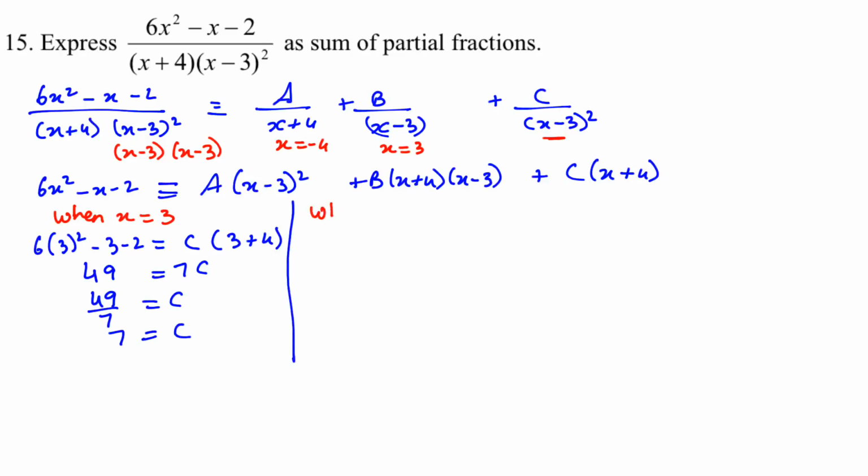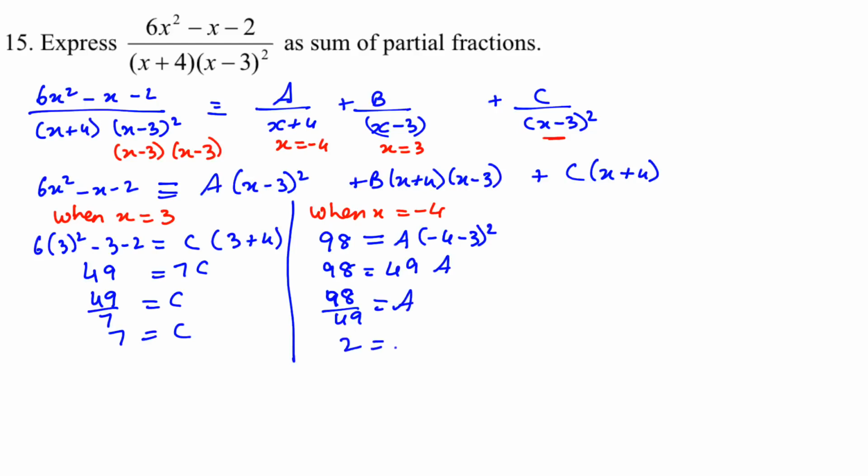Then we will use when x is equal to negative 4. You don't need to show this step. You can put in place of x negative 4 directly and you can write the answer. When I replace the x with negative 4, I get 98 is equal to negative 4 and negative 3 squared gives me 49A. 98 divided by 49 is 2. So my A is 2.